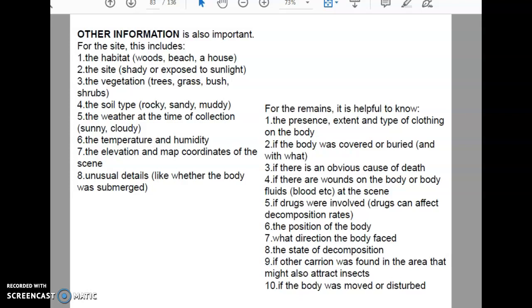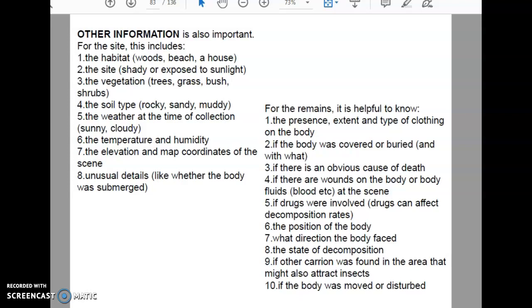Other things you need to know, the type of clothing that's there, how much of it is there, was the body buried or covered? If there's an obvious cause of death, hey, it's missing the head. If there are wounds in the body, blood and fluid at the scene, obvious maybe like stab wounds. If drugs were involved, because drugs can affect decomposition rates.